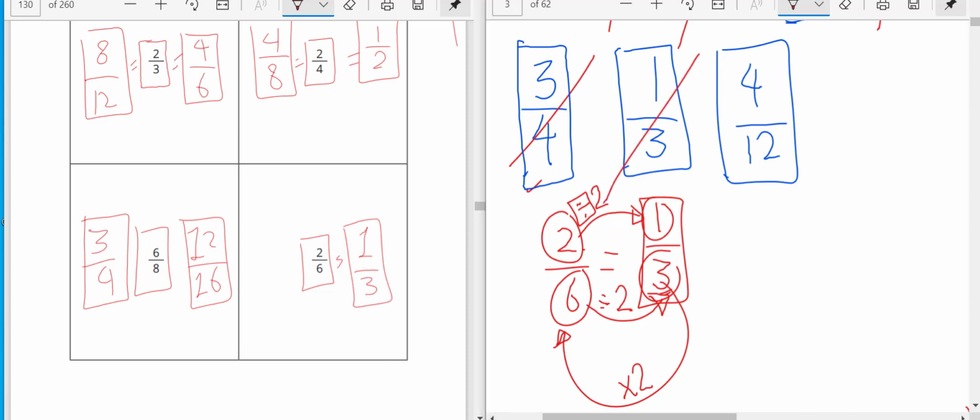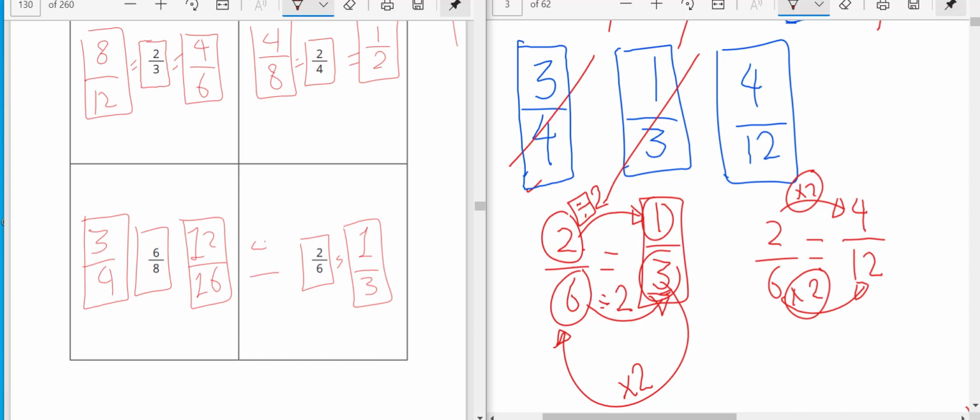Cancel. At the last, we have 4 over 12. We will check if 2 over 6 equals 4 over 12. 2 becomes 4. What times 2 equals 4? Yes, 2. 6 becomes 12. What times 6 equals 12? 2. So we multiply numerator and denominator by the same number. So 2 over 6 equals 4 over 12.